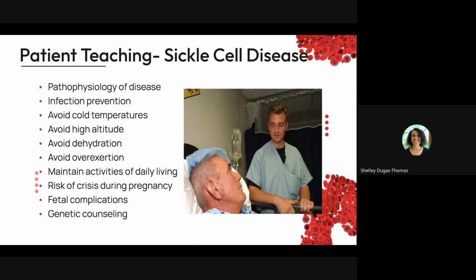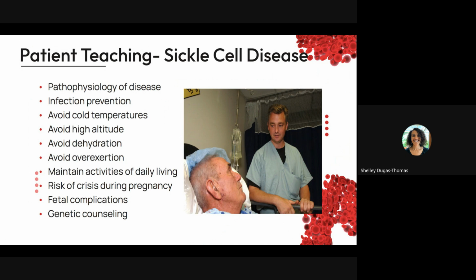Okay, so sickle cell disease teaching: you want to make sure that the disease is understood, explain the unpredictable course, and the importance of early intervention during crisis to reduce duration and complications. Infection prevention, including maintaining updated vaccines, flu and pneumococcal, practicing good dental hygiene, monitoring cuts, sores, and insect bites. And in terms of daily life, you want to make sure they're maintaining normal activities within limits, encouraging rest, and making sure that they follow their therapeutic routine.